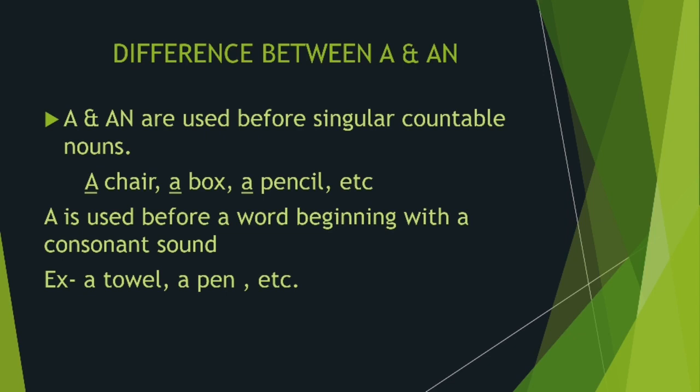Towel. The t sound is coming, right, which is not a vowel sound. This is not a vowel sound, right? If it were a vowel sound, we would use an. A towel, right? So t is used, that is a consonant sound, and that's why you have used a.